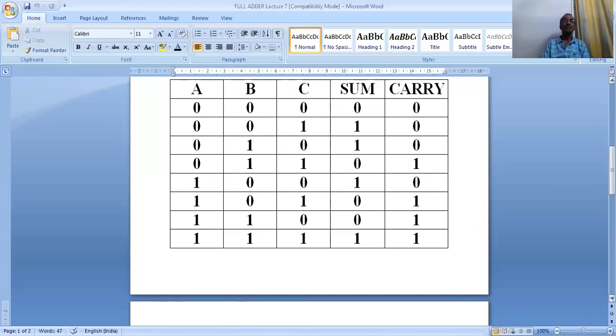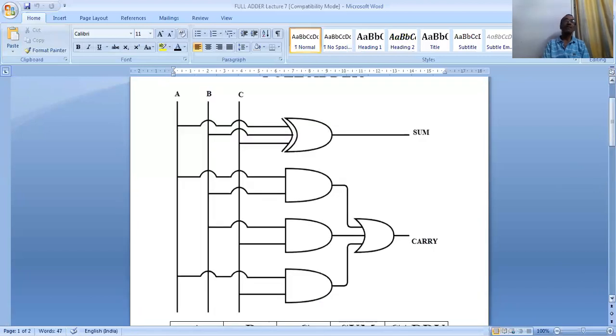In the last case, when all three digits are high, that is 1, 1, 1, A equal to 1, B equal to 1, C equal to 1. See here. When A equal to 1, B equal to 1, C equal to 1, according to the truth table of XOR gate, the output of the XOR gate is 1, that is sum equal to 1. Now you think, what is the output of the OR gate? Here, A equal to 1, B equal to 1, C equal to 1. All the three inputs are 1.